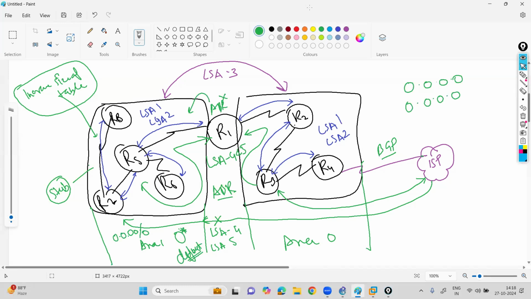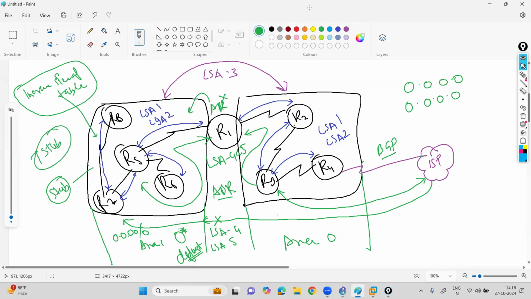Any confusion, dear? Till now it is okay, sir. And if I talk about the not so stubby area, NSSA, that is an entirely different concept. But what about the total stub area? What is the meaning of total stub? Totally stub area.